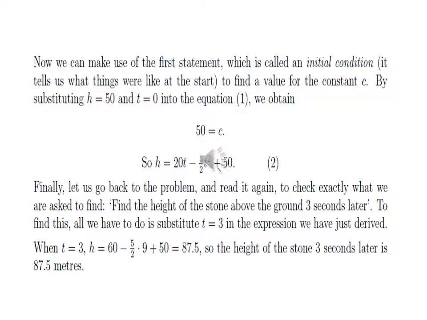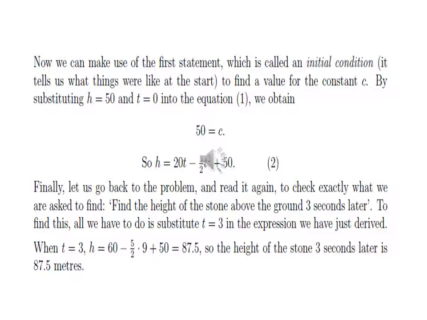Now we can make use of the first statement, which is called an initial condition. It tells us what things were like at the start. To find the value of the constant c, we substitute h equals 50 and t equals 0 into equation 1, and we obtain 50 equals c, so h equals 20t minus 5/2 t squared plus 50.